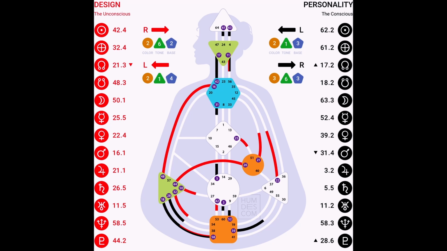I also have several defined channels, and channels are completed by two gates that connect each other. So for example, I have channel 1762. If I only had gate 17 colored in, but I didn't have 62 colored in, 17 would be considered a hanging gate, whereas because both the 17 and the 62 are colored in, that means that I do have a channel of 1762. And effectively what a channel does is it defines the centers.